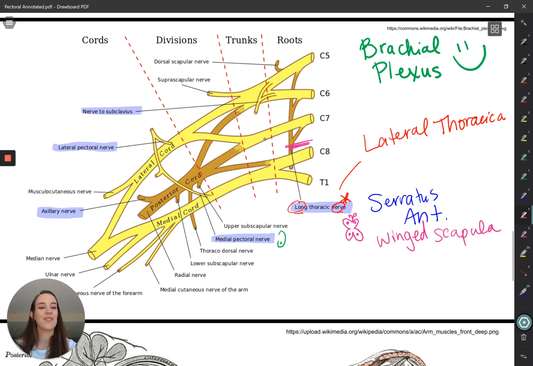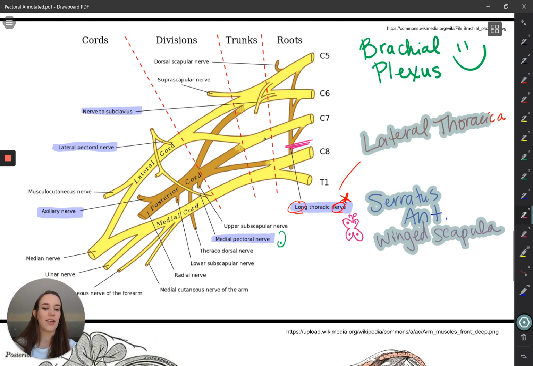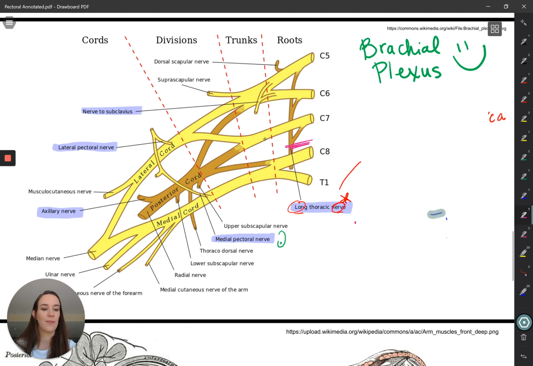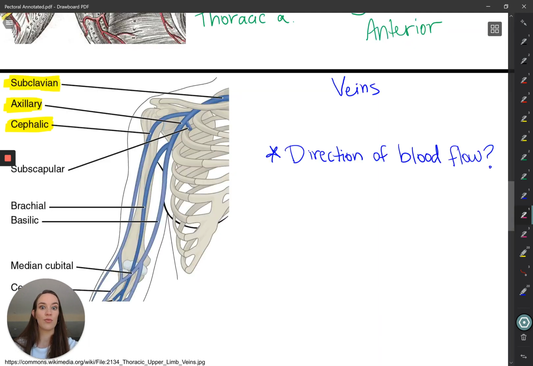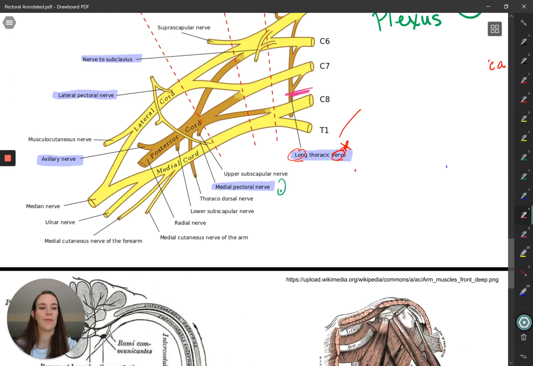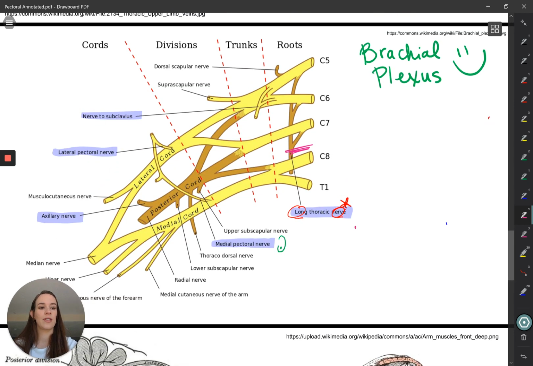Okay, let's then move on to talking about some of the rest of our stuff. We'll just get some of this distracting stuff out of the way. Now let's talk about our lateral pectoral and medial pectoral nerves.